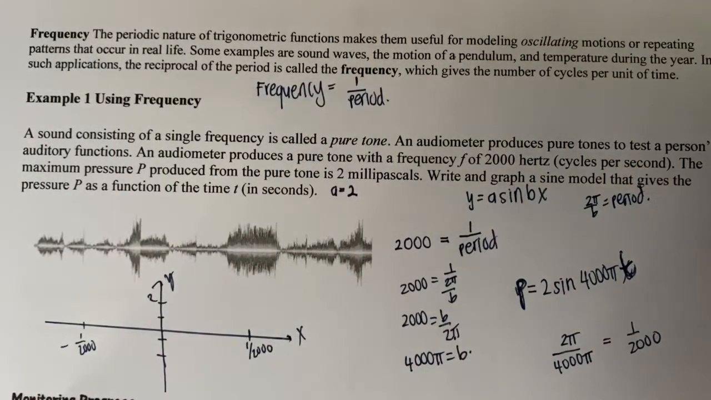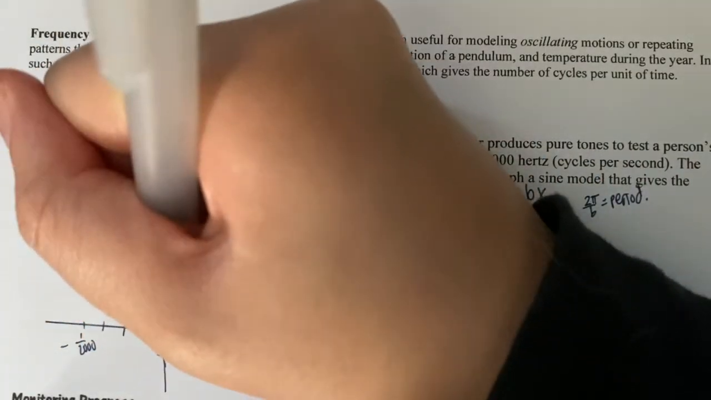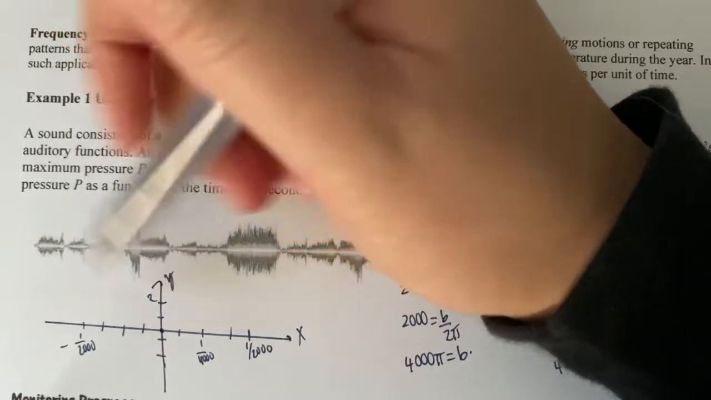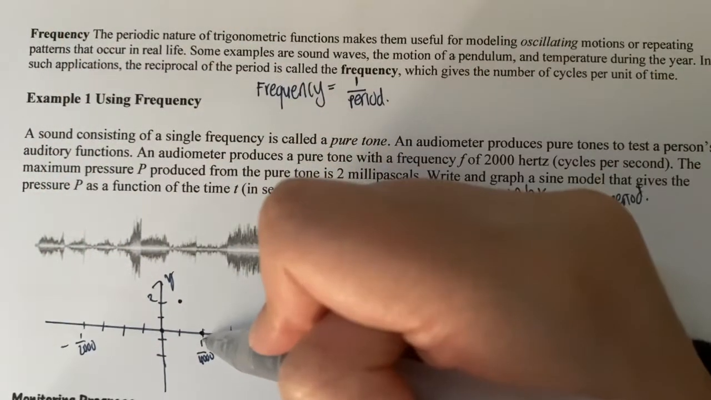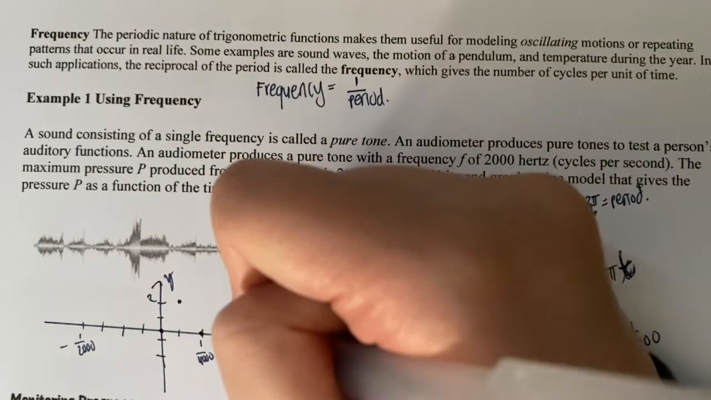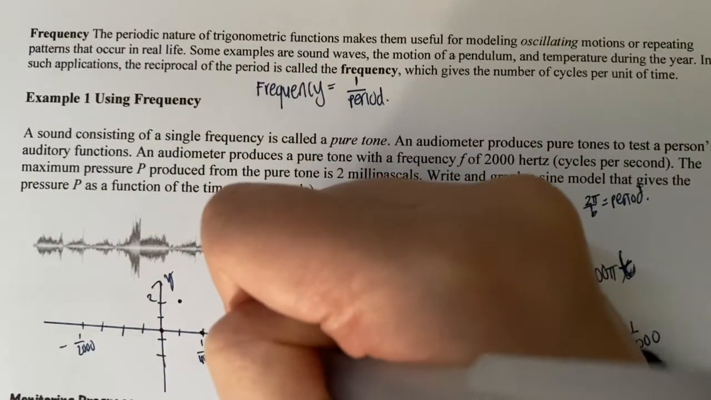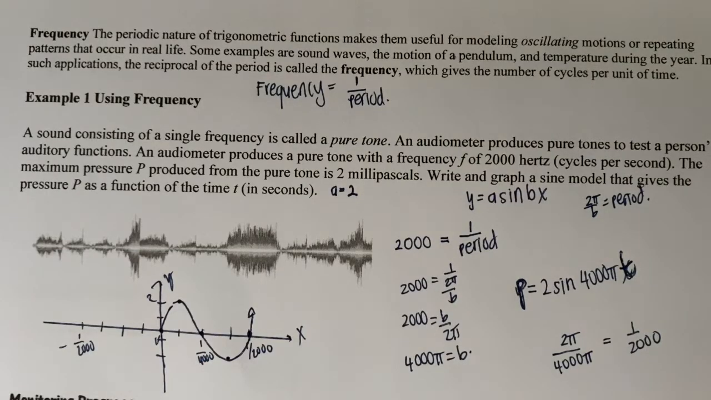And then we want to always divide into quarters. Since this is a sine function, we always start at the origin, and then at 1/16,000, and then at 1 over 8,000, go up to our maximum at 2. At 1 over 4,000, we go down to our x-axis at 3 over 8,000. Then we go down to our minimum at -2, and then back up to the x-axis. There's the graph of our function. Let's move on to example 2.